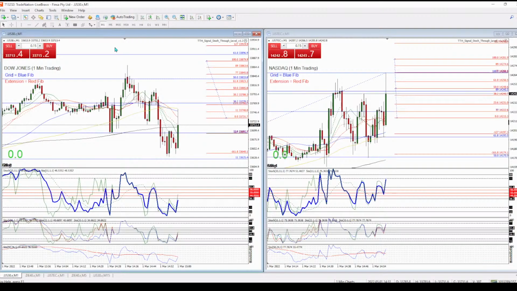Next trigger for long, 33 up through 50 on the Dow. Watch for 50 moving average resistance on the 1 minute. Yeah, and also that 50 level of opening range and 61.8 of daily is resistance. And 50 moving average on hourly.